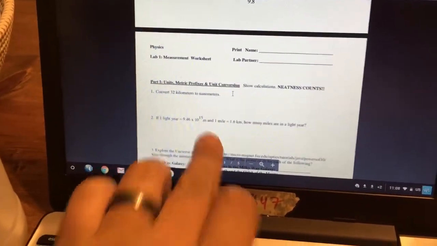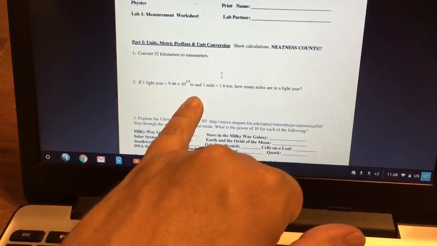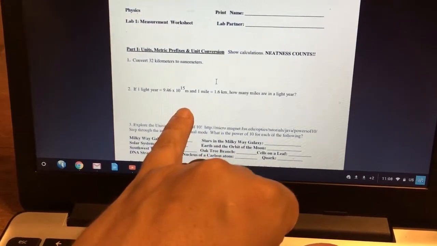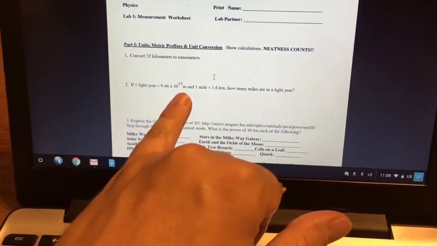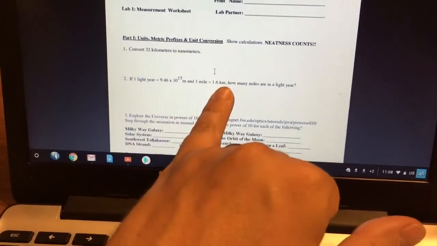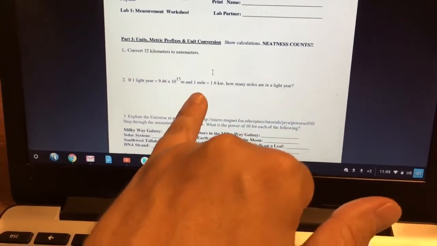It's also how you do this one. This one has an extra conversion in there. You should have this in your notes as well. You have to go from light years to then meters, from meters to kilometers, and then from kilometers to miles. So it's 4 steps.